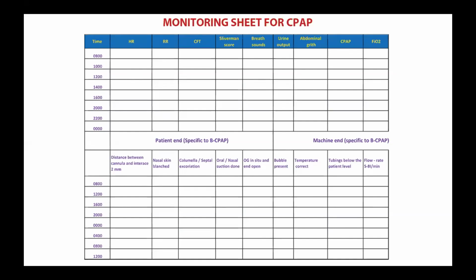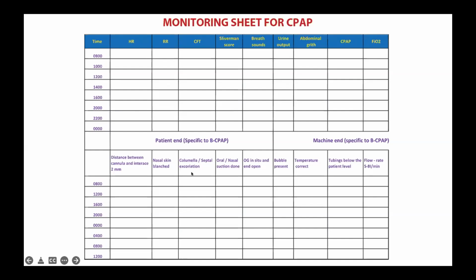Urine output needs to be monitored, because again, if pressure is high, venous return decreases and urine output could decrease. So the earliest marker of chest hyperinflation or excess pressure could be prolonged CFT and decreased urine output. Sometimes there could be an increased abdominal girth. So that is why whenever you start on CPAP, you should always put an orogastric tube in place, and the tip of the tube should always be above the level of the tummy. And keep monitoring the CPAP pressure and FiO2.